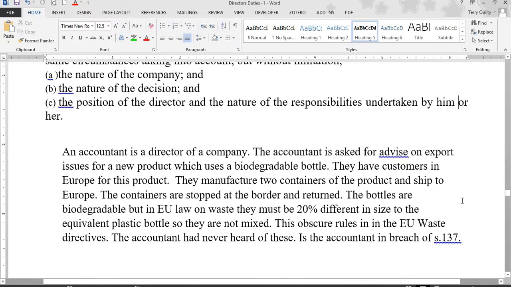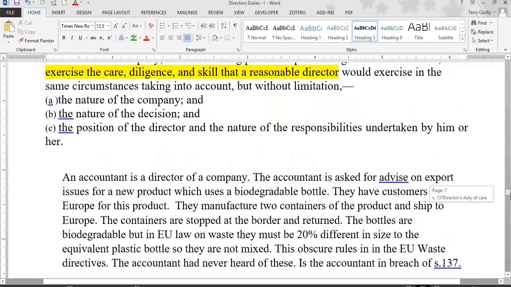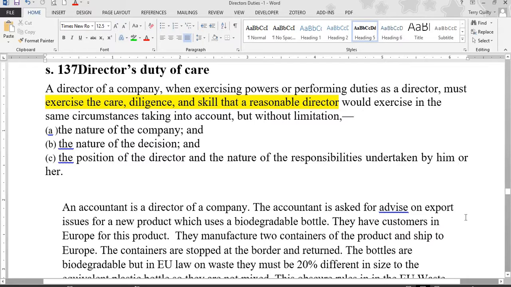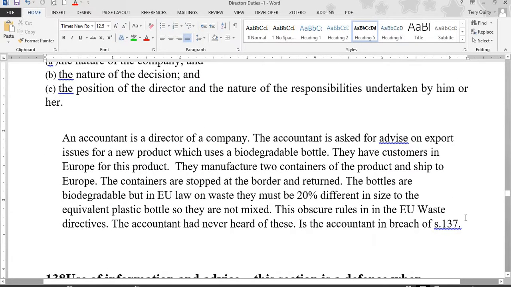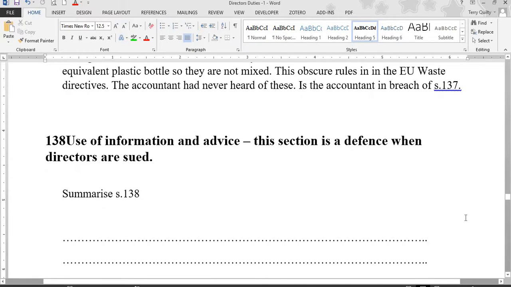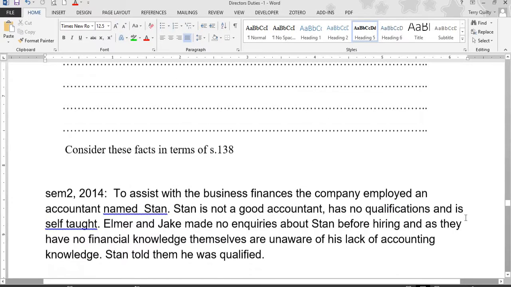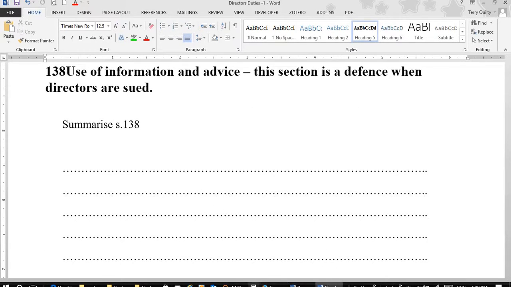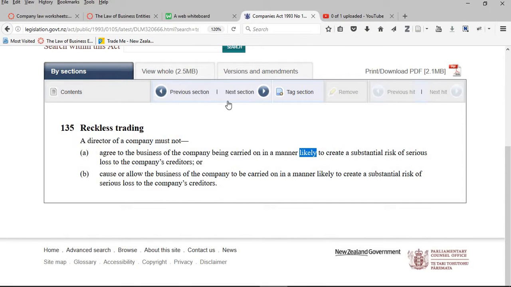So in those circumstances, we can argue that this accountant is in breach of the duty of care, diligence and skill, because a reasonable director would have the knowledge in export and in sustainability, or would seek expert advice. Now the defence we look at in here is Section 138, and it's a really good section. All it really says is we can rely on competent people in making our decisions.